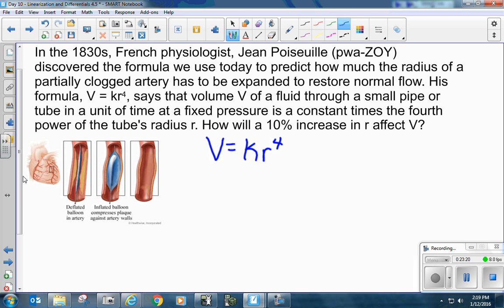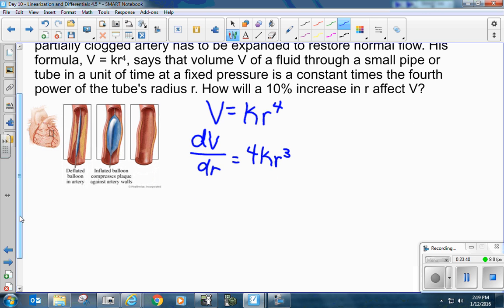What's the estimated change going to be? I've got to find dV with respect to R, right? Because R is my variable. So what's the derivative of KR to the fourth? 4K R to the third. Now, what do I have to do? One more different step. Correct. So, my change is going to be 4K R cubed times dR.